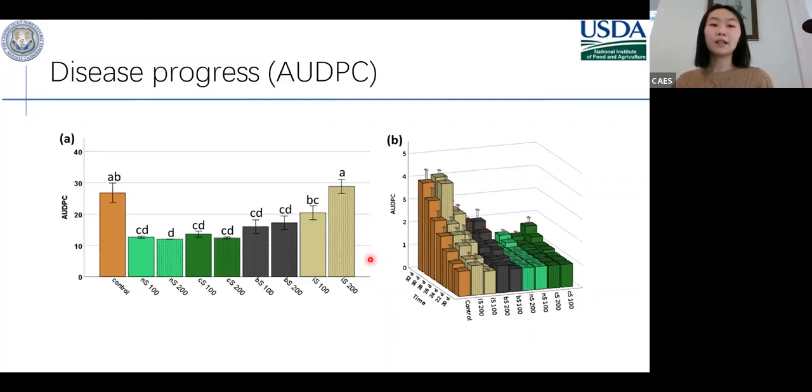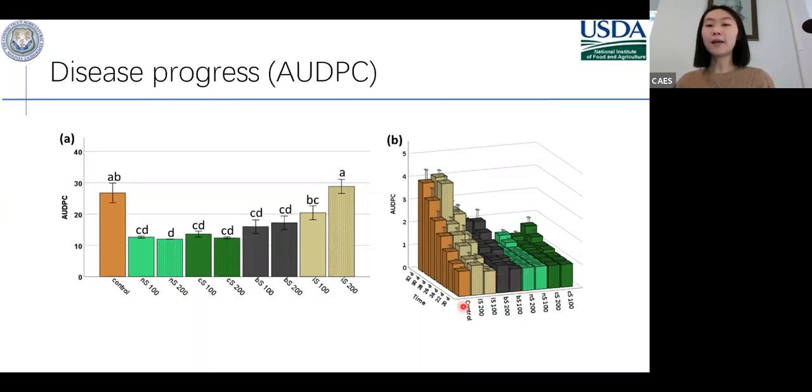So based on this result, those are the pictures for the data, and I'd like to start with the disease progress. From this one, we could see that the treatments with the coated nanosulfur and nanosulfur decreased the disease progress by more than 50% respectively compared with the control. Although the bulk sulfur also decreased the disease by about 30%, it's not as good as the nano-sized sulfur. And the ionic sulfur had no impact on the disease progress.